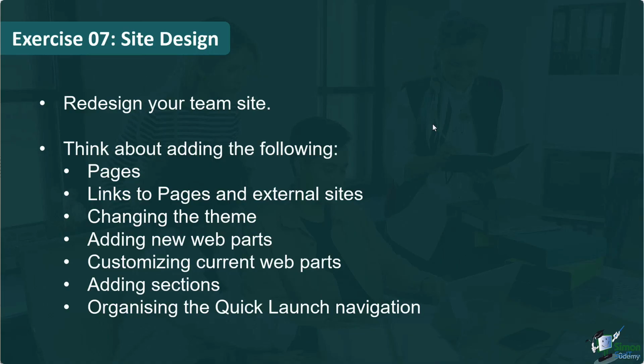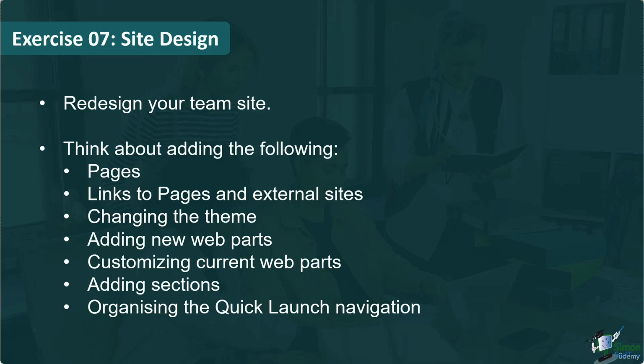I'd just like you to practice thoroughly redesigning the Contoso travel site. And that can involve any number of things. So I've just listed out some things to think about, some things that you might want to add. So you could think about adding some pages. Maybe you want to create a news page and add a link to that from the home page. You could add links to other pages and external sites. You could modify the quick links area.